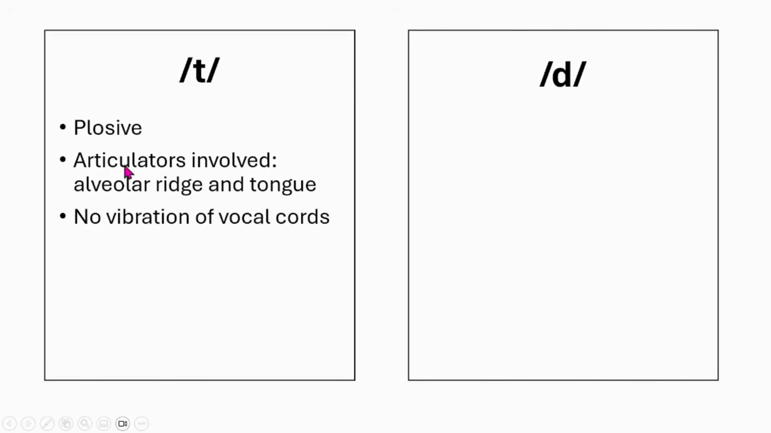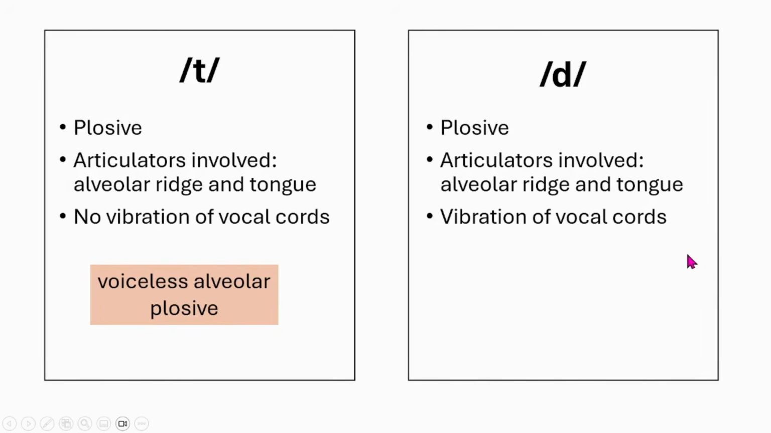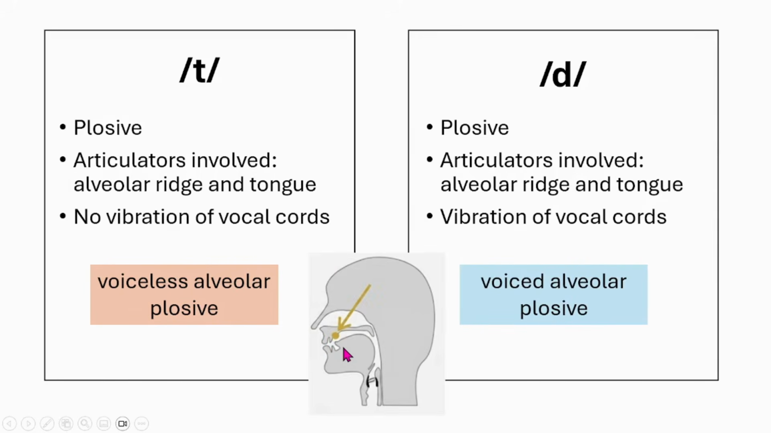The next pair is t and d. Let's see the first one. In the production of this plosive sound, the articulators involved are the alveolar ridge and the tongue, because the blade of the tongue approaches the alveolar ridge. Let's remember that the alveolar ridge is that little bump behind our teeth. In the production of this sound, there is no vibration of the vocal cords. So this is a voiceless alveolar plosive. The second sound is, of course, alveolar, is also plosive, but in the production of this sound, there is vibration of the vocal cords. So this is the voiced alveolar plosive. Here's the graphic again, showing a different point of articulation, the alveolar ridge.